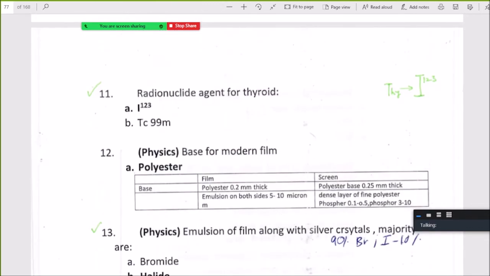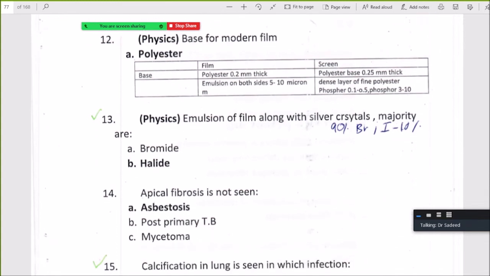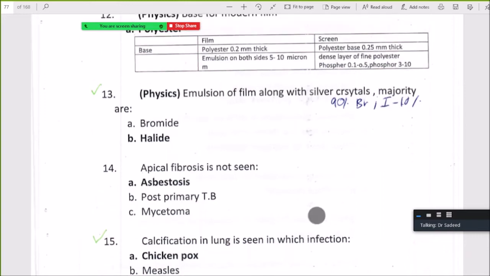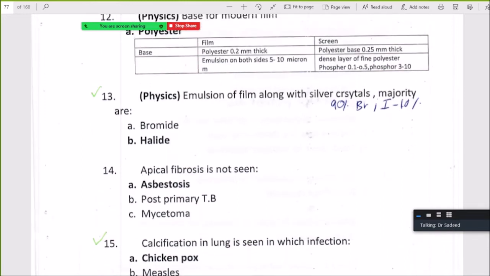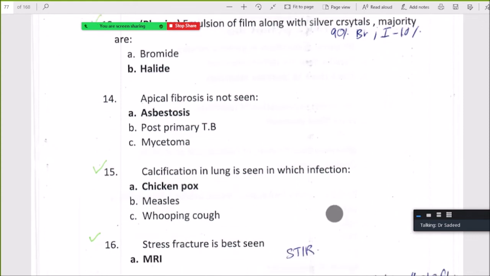11. Iodine for thyroid, I-131, I-123. 12. Base for modern film is polyester. 13. Emulsion of film along with silver crystals, majority are halide, majority are bromide, 90% bromide, iodine 10%. 14. Apical fibrosis not seen in asbestosis.